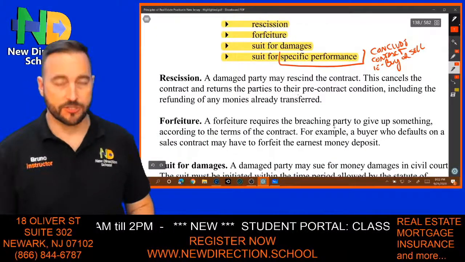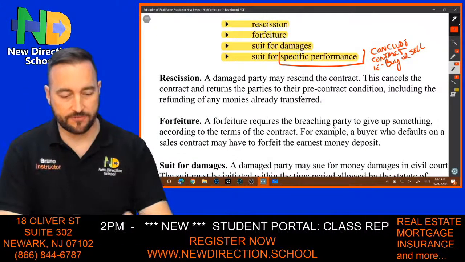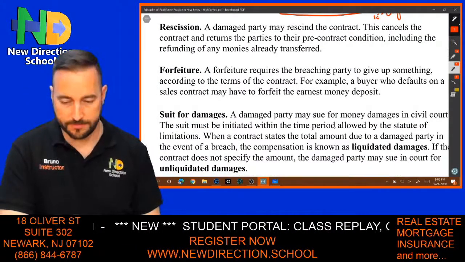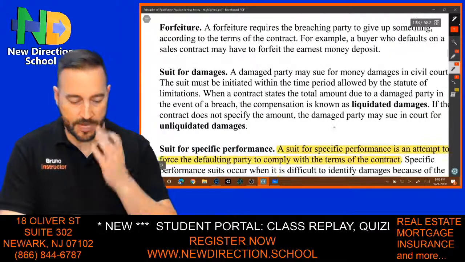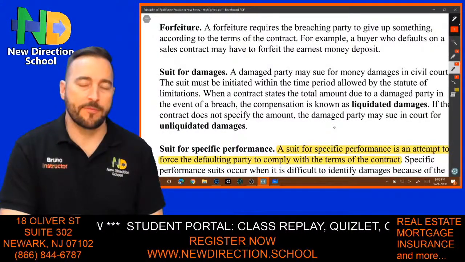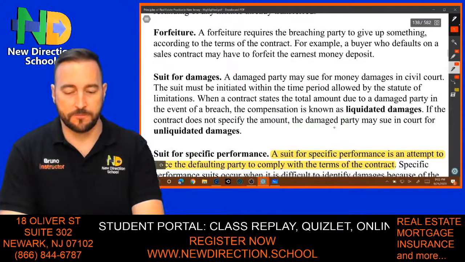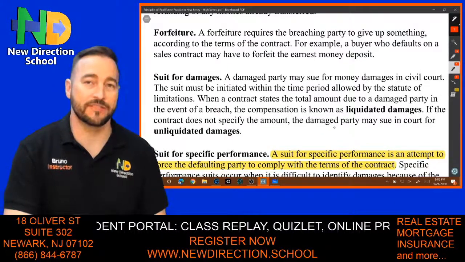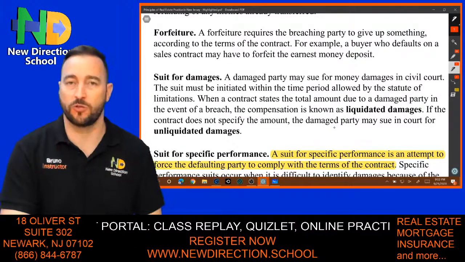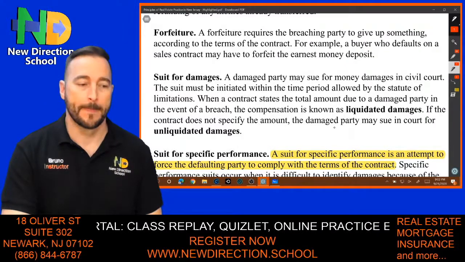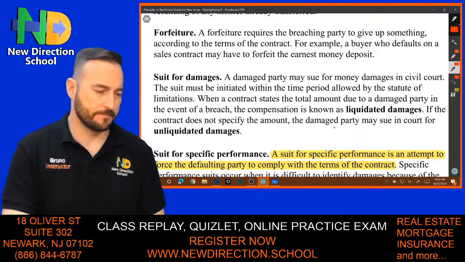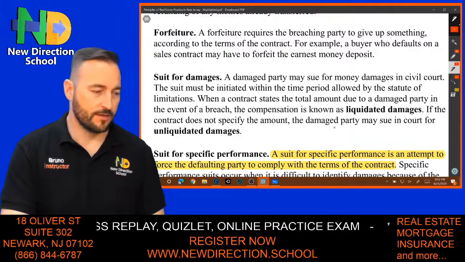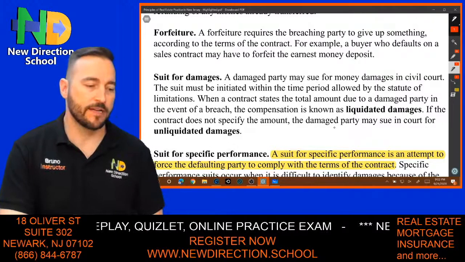Okay, rescission is canceling. We already said that. Forfeiture means that you're just giving up. Suit for damages is I'm asking the court to force you to compensate me for the time lost, for the money lost. Verona, yeah, that's what I said. They can get out of the listing before it expires.